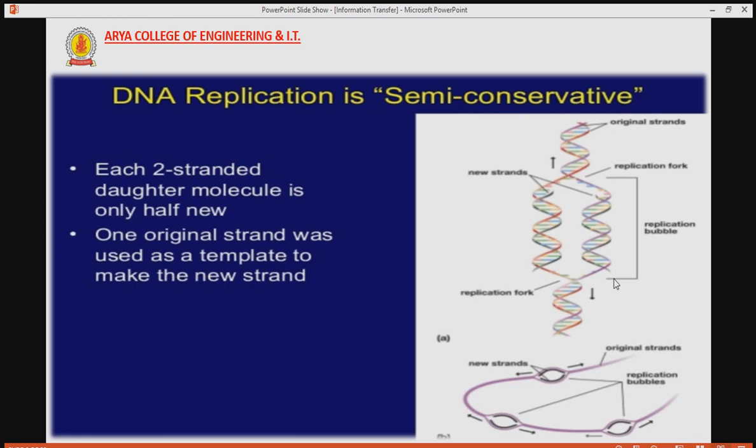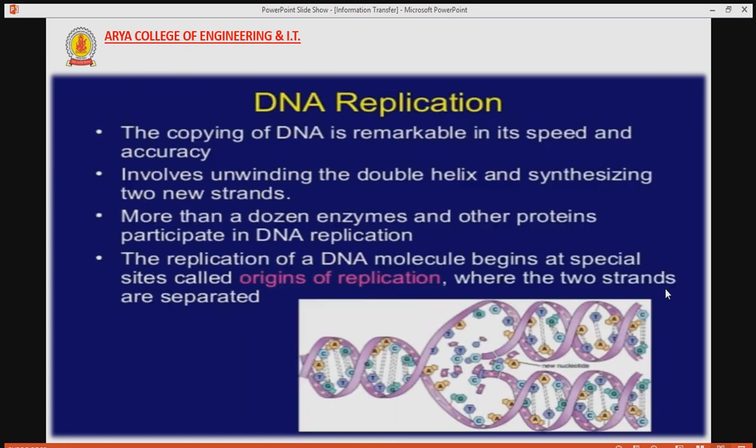From this figure we can also see how one strand of DNA is replicated into two different strands. In the daughter strands, one strand is parental and one is the new strand. So DNA replication involves unwinding the double helix and synthesizing two new strands. Here we can see how one DNA unwinds and then synthesizes new strands, that is, from one DNA we get two daughter DNA. This process is called DNA replication.